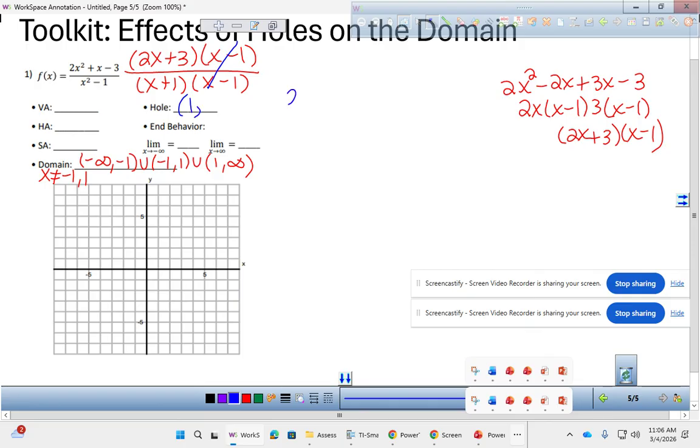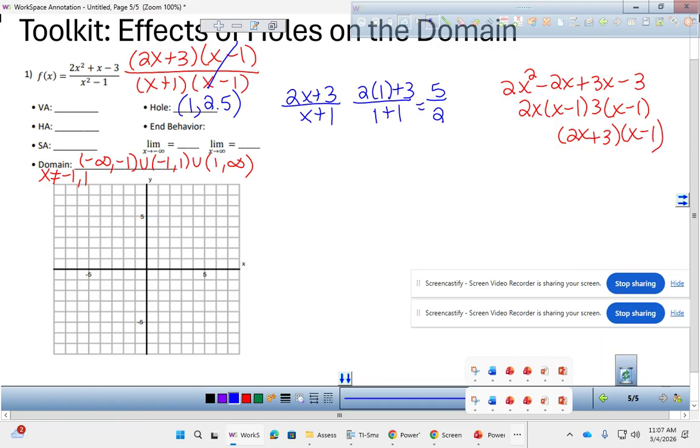To get the y value of the hole, I need to rewrite the equation without the hole in it, and then plug the hole into it. So I just rewrote the equation without the x minus 1s. So that's 2x plus 3 over x plus 1. And then if I know the hole's going to happen at positive 1, I'm just plugging positive 1 in for all of the x's. And then I just do the math. I end up with 2.5.